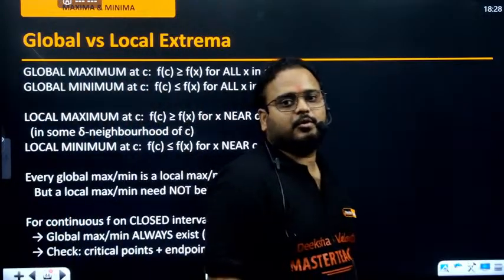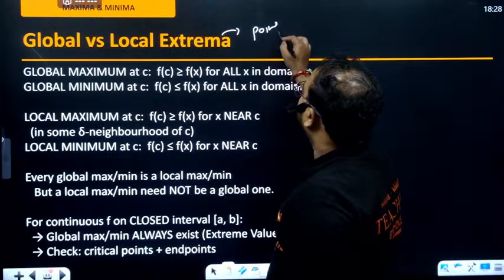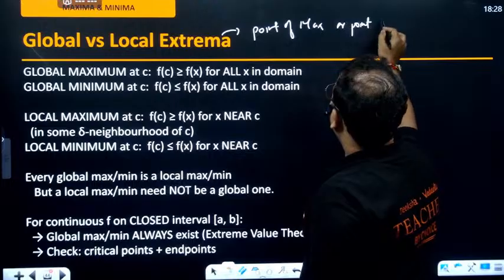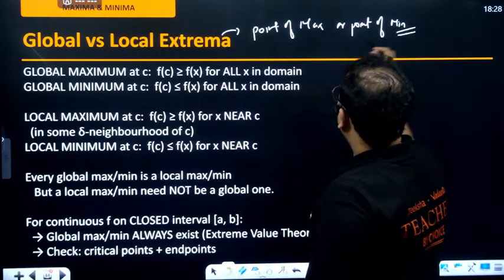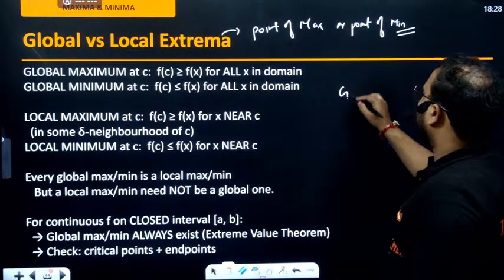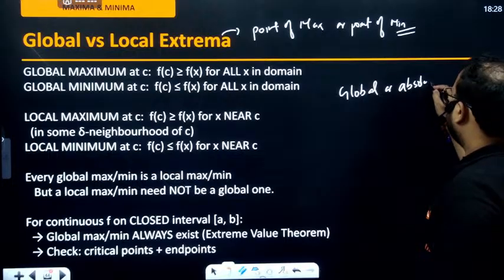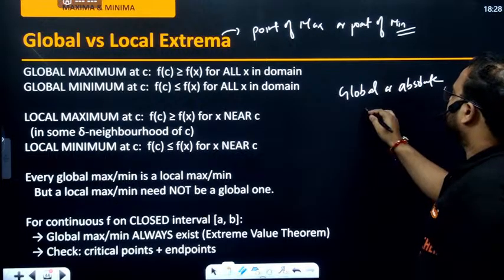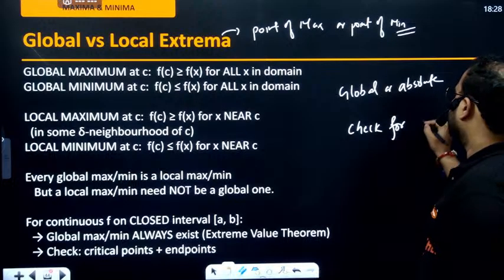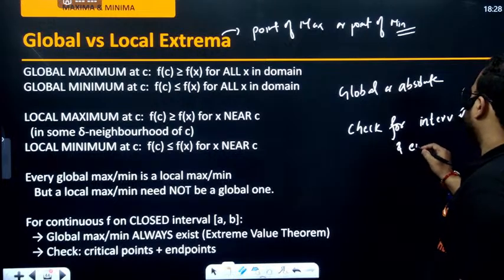The definitions are given. Global versus local extrema. Extrema means either a point of maxima or a point of minima. Okay? And whenever you talk about global or absolute maxima, the same thing, by the way, you have to check for the interval and the endpoints also.